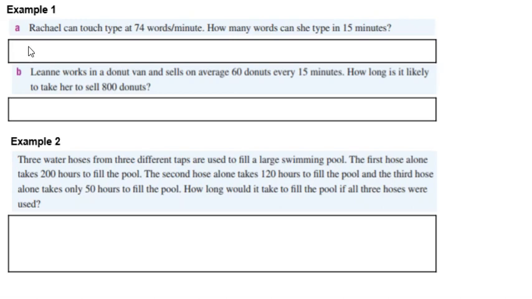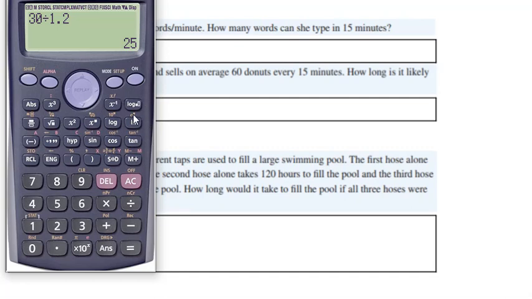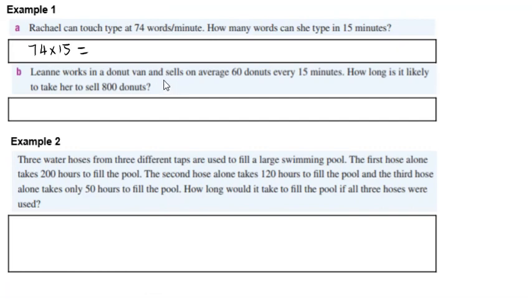So very simply, we have to do 74 times 15, which will give us, get our calculator, 74 times 15 will give us 1,110 words over 15 minutes. 1,110 words in 15 minutes.